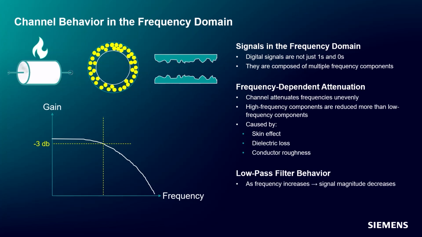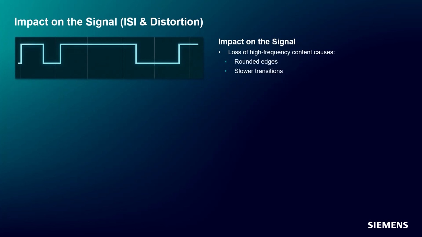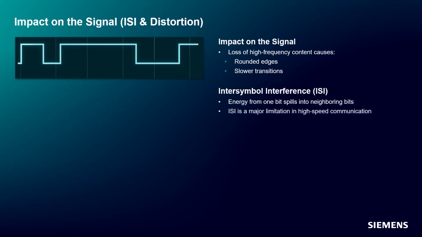If you were to plot the channel's response, you would see that as frequency increases, the magnitude of the signal decreases. This attenuation directly impacts the shape of the signal in the time domain. What does that mean for our data? It means that sharp edges become rounded, transitions between bits become slower, and most importantly, energy from one bit begins to spill into neighboring bits. This phenomenon is called intersymbol interference, or ISI, and it is one of the central challenges of high-speed communication.